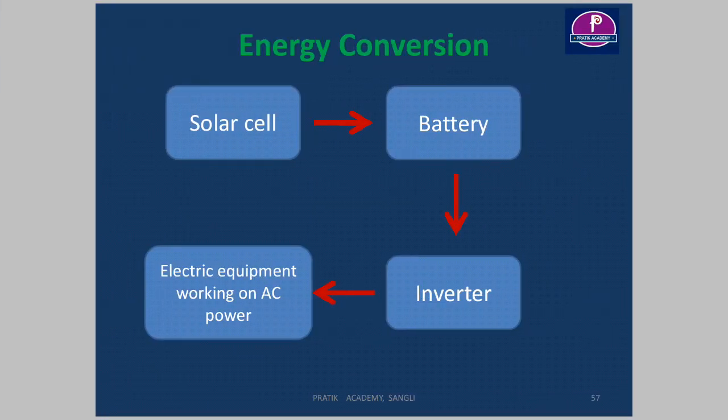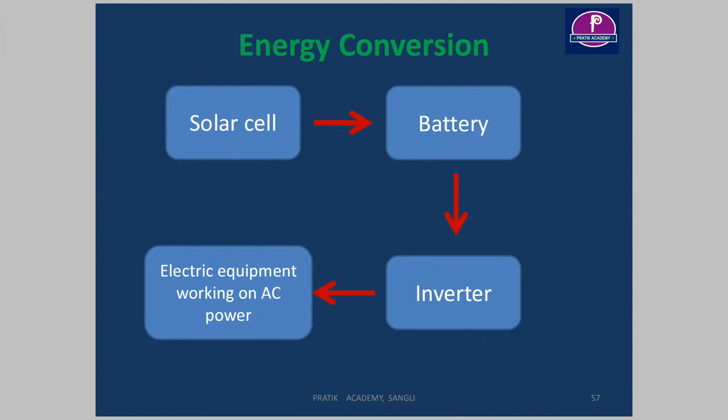So this is the energy conversion step. The solar cell converts sunlight to electricity. This electricity is initially DC. As per requirement, we can store this DC power in a battery. Then when we want to give this stored energy to any equipment, first we have to convert this DC power to AC by using an inverter. After conversion by the inverter, this power is given to electric equipment working on AC power.